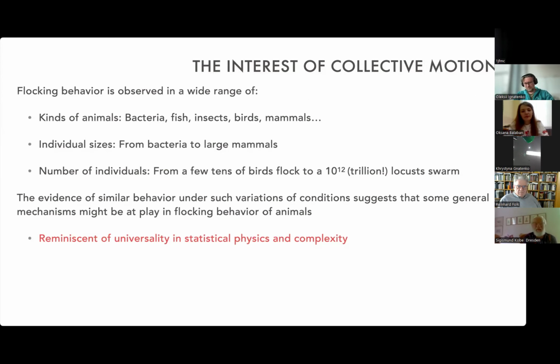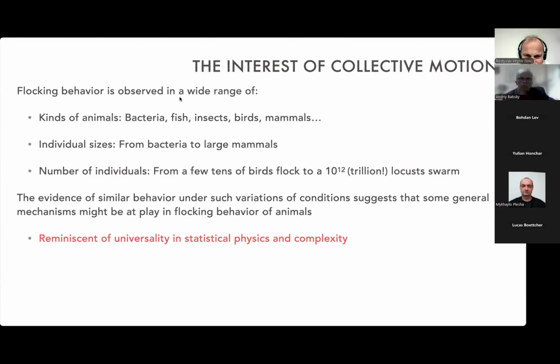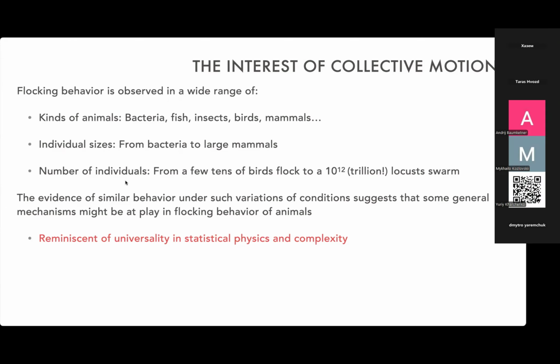So what is the interest, from a physical and statistical point of view, of this collective motion? This sort of flocking behavior you can observe in a wide range of different kinds of animals, from bacteria to big mammals like wild beasts. These animals can have very different sizes, and flocks can also have very different numbers of individuals.